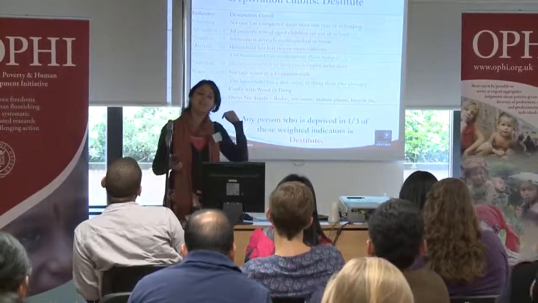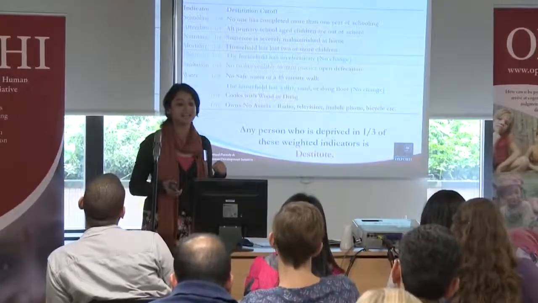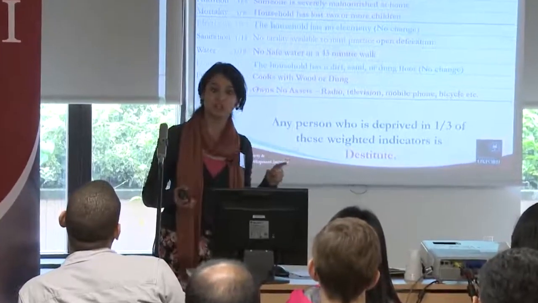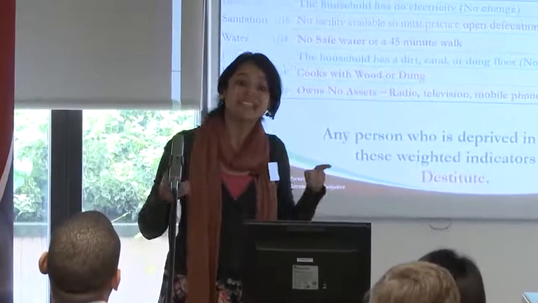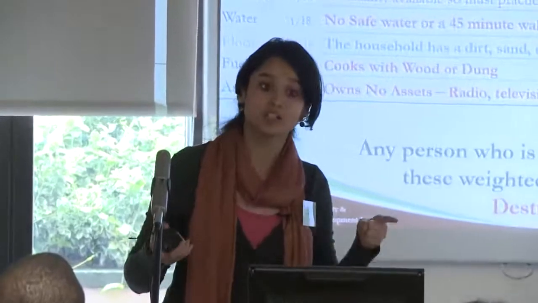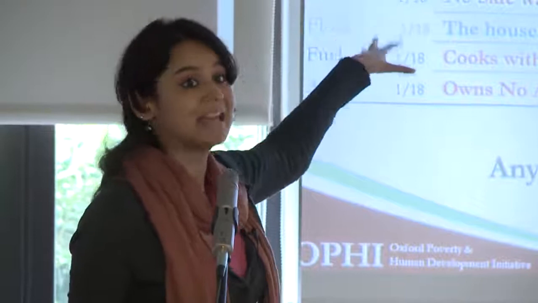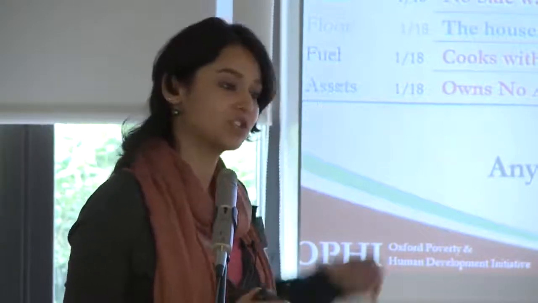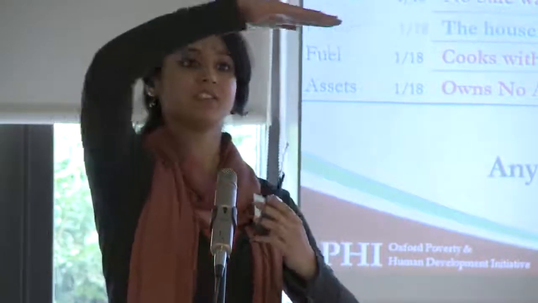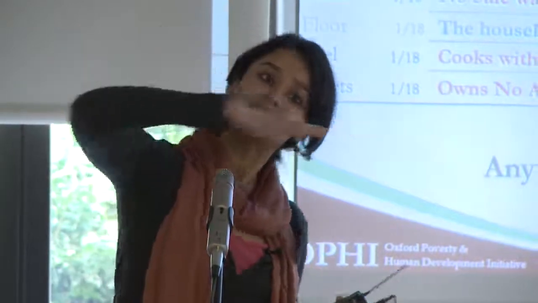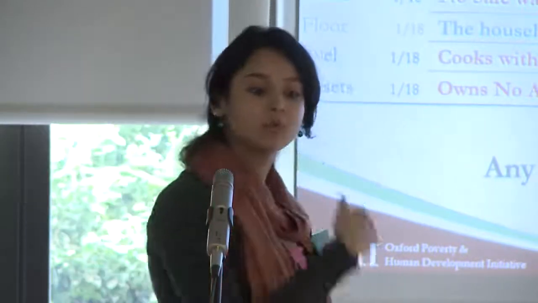In the case of destitution, what we are doing is that if any primary school age children who are supposed to be attending the first 6 years of education are not in school, then we identify the person living in the household as deprived in that indicator. So we have the indicator, we have the deprivation cutoff, and for destitution we have a more severe deprivation cutoff. So that's what we are doing.